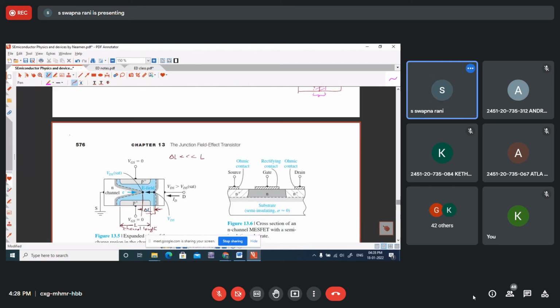So here also, if you observe, the electric field will be developed around the depletion region, and this field is going to be constant if the length of the depletion region is much smaller compared with the length of the channel. If E is constant, the electrons will always be moving in the direction opposite to the direction of the electric field. So when the field is constant, the number of charge carriers moving from source to drain will become constant.